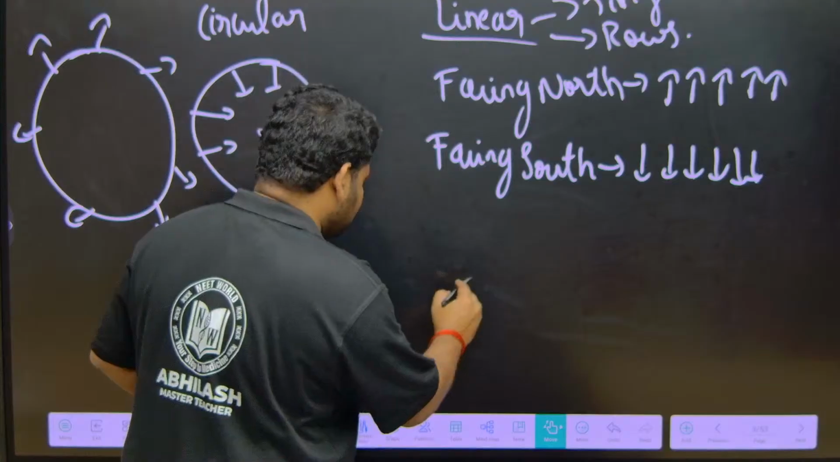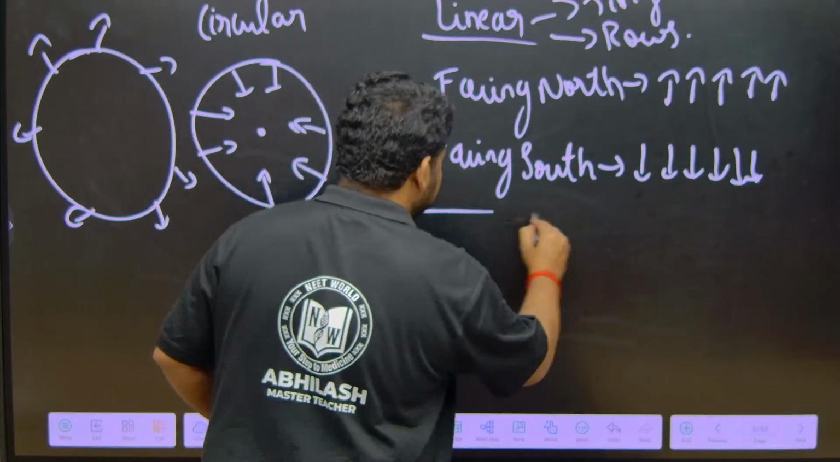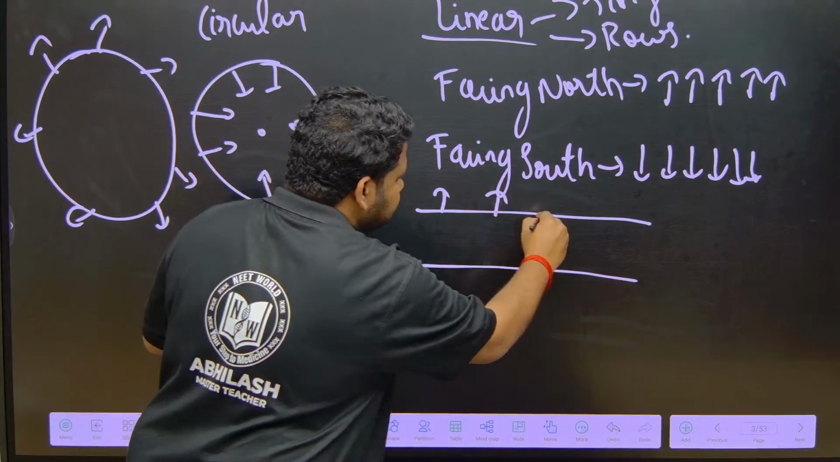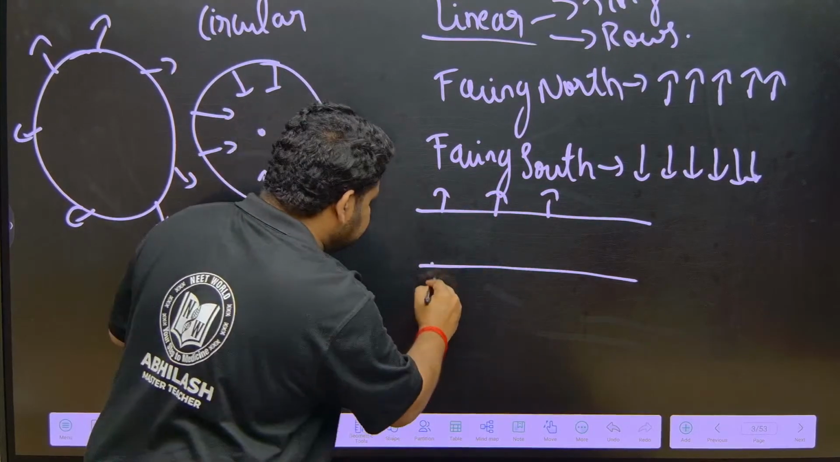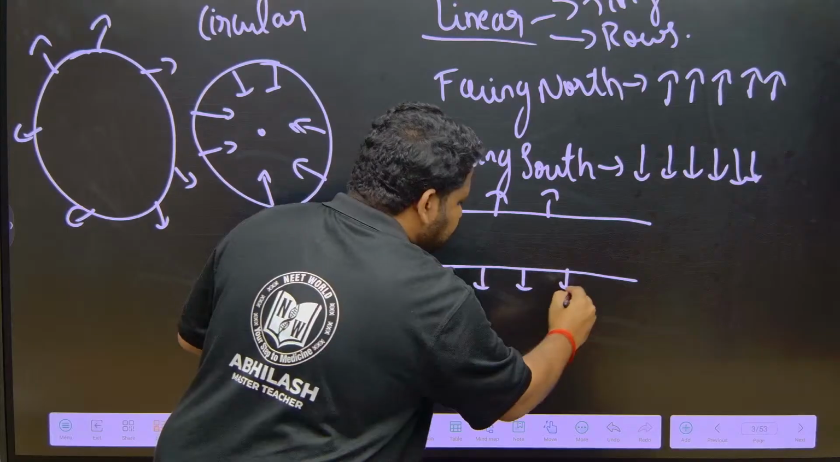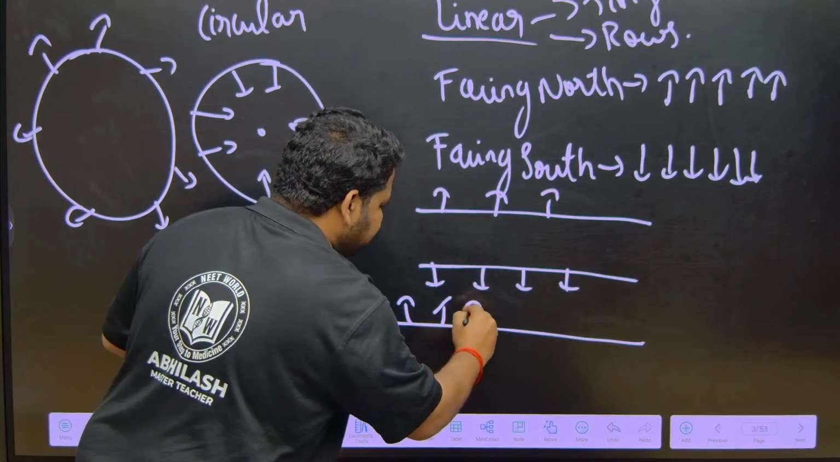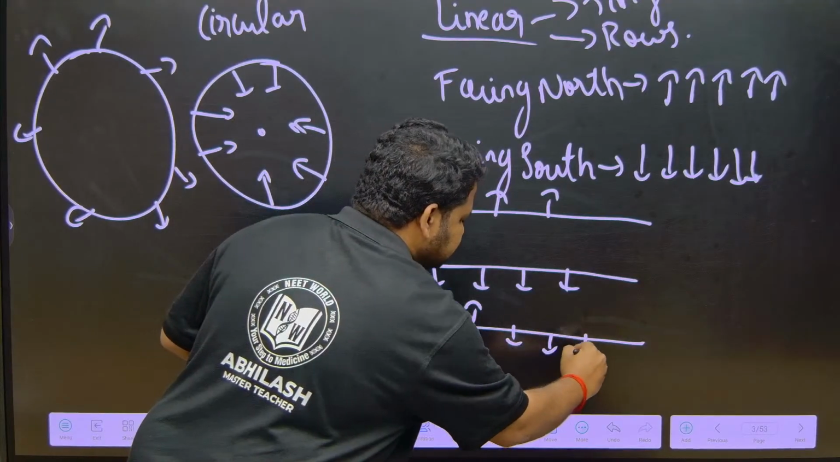They can give 2 rows. One row is facing north, and another row is facing south. Or they can give a single row where some of them are facing north and some of them are facing south. Like this they can give.